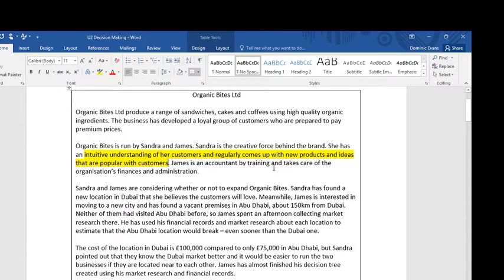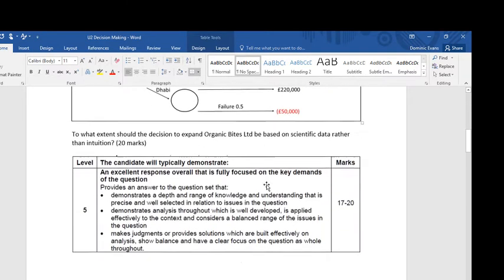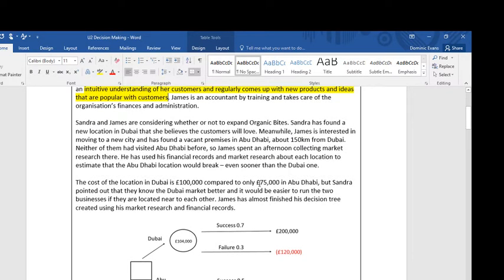James is an accountant by training and takes care of the organisation's finances and administration. They're considering whether or not to expand Organic Bites, so the question is about the expansion. So I know there's going to be some useful information in this paragraph. Sandra has found a new location in Dubai that she believes the customers will love. Okay, she believes that, that's her gut instinct. Meanwhile, James is interested in moving to a new city. Okay, this is interesting. James is interested in moving to a new city. Is that for personal reasons?